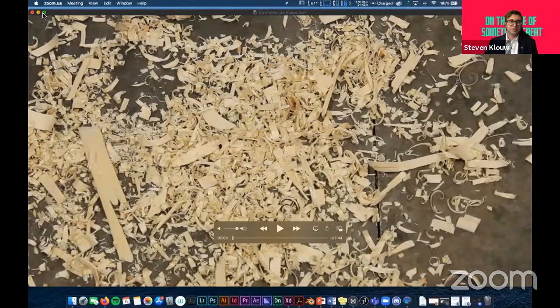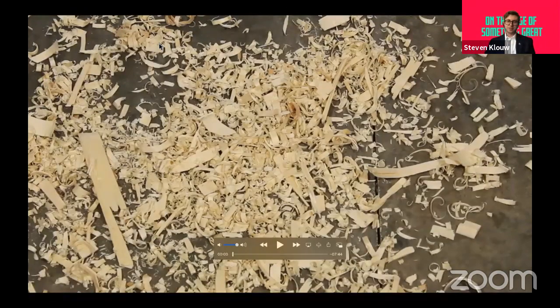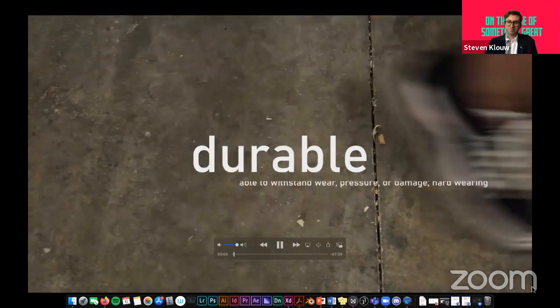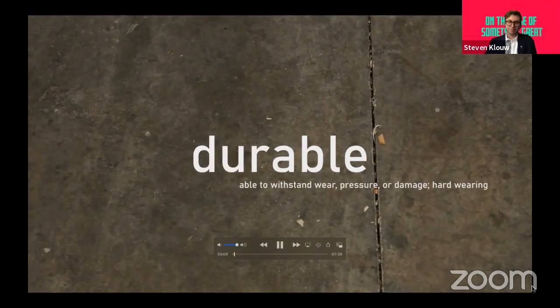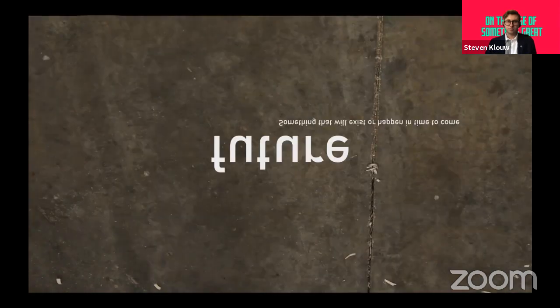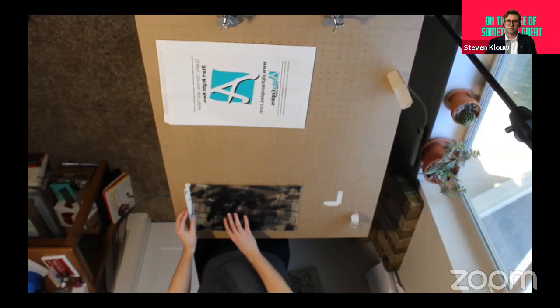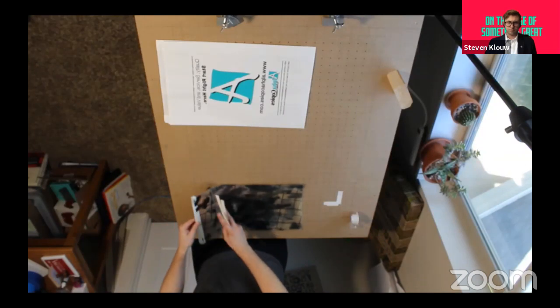So as said previously, my name is Stephen Klouw, and this is my project, Durable Future. Durable. Able to withstand wear, pressure, or damage. Hard wearing. Future. Something that will exist or happen in time to come. So, durable future. What does that mean?